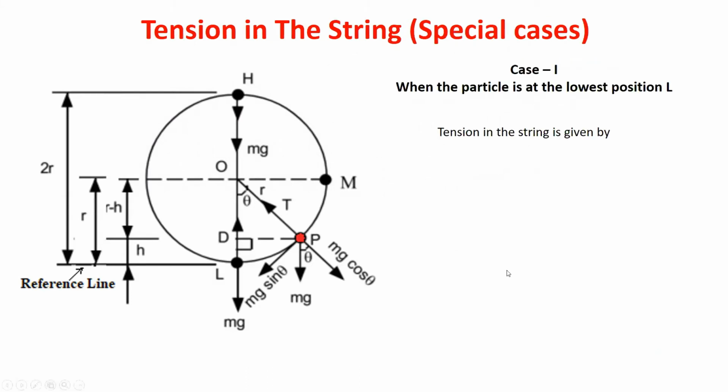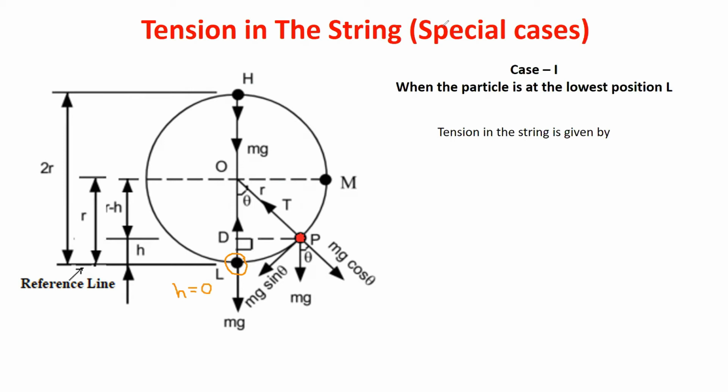Now we will be studying special cases when the particle is at the lowermost position. Means we are taking this particular position. At the lowermost position, you can see that the value of h will be equal to 0.